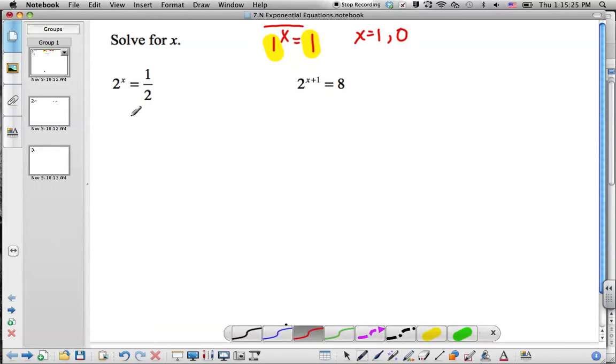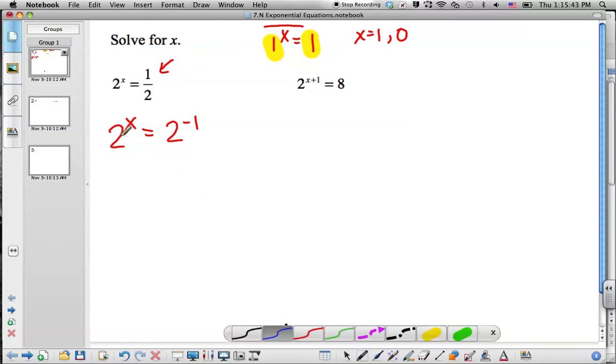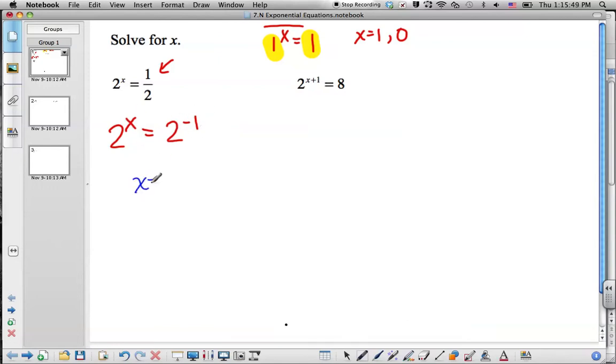All right, so we have 2 to the x equals, and now we all know how to rewrite this with a base of 2. This is the same thing as 2 to the negative 1. Now when your bases are the same, you can set your exponents equal. Obviously if we have 2 to some number equals 2 to some number, then we know those exponents must be equal. So x must equal negative 1. Solved, right? We're solving for x. We have a value for x. And we're good. We're done.